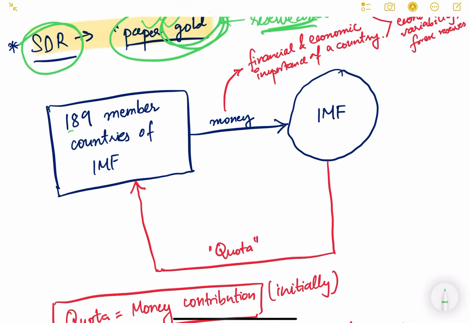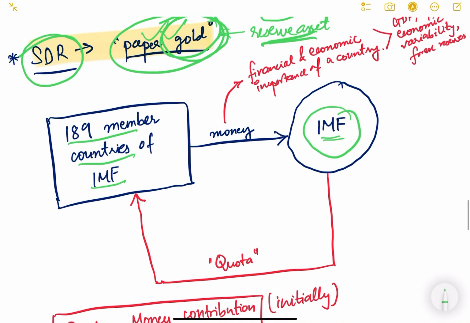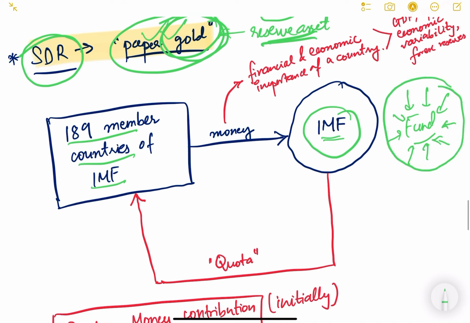So see, there are 189 member countries of the IMF. What they will do, so basically International Monetary Fund. So it is a kind of fund. Fund means what? Fund means collection of money from so many different members, that is known as a fund, right? We have seen this in collective investment schemes also. So fund means a collection of money from so many different people brought together in one place, that is known as a fund. Same thing is happening in the IMF.